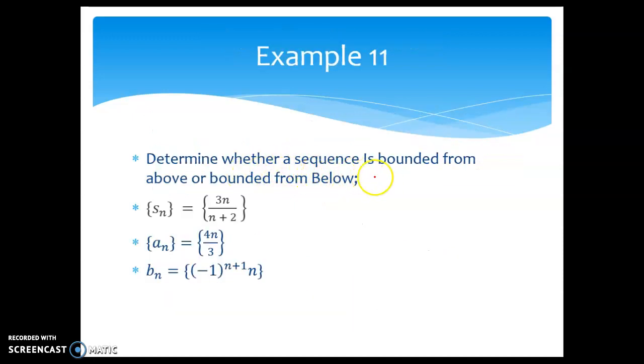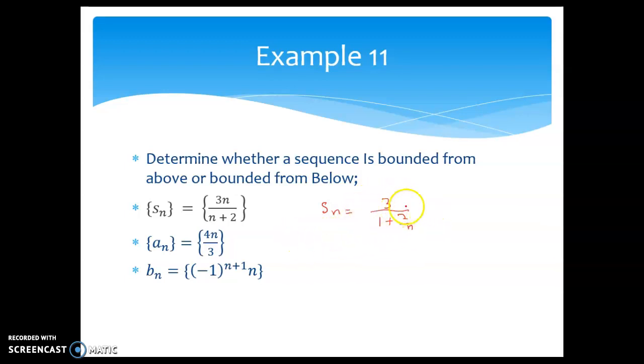So determine whether a sequence is bounded from above or from below. For this sequence here, S of n, we can divide by n, all up and down. So here I'm going to have 1, and here I'm going to have 2 over n. So this sequence here is bounded above because it converges to 3. It will never reach 3, but it converges to 3.